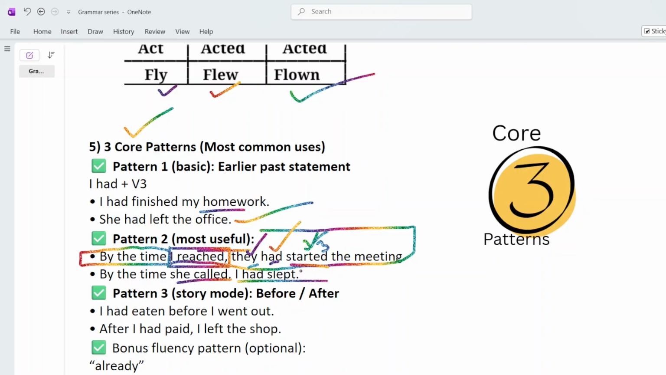By the time I reached, okay, "I reached" is simple past. "They had started" is past perfect. Correct? So what are you doing? You're trying to add two tenses here and speak a sentence. So, by the time I reached, they had started the meeting. Second sentence, by the time she called. "By the time she called" is simple past. "I had slept" is past perfect. So you are adding two tenses here.